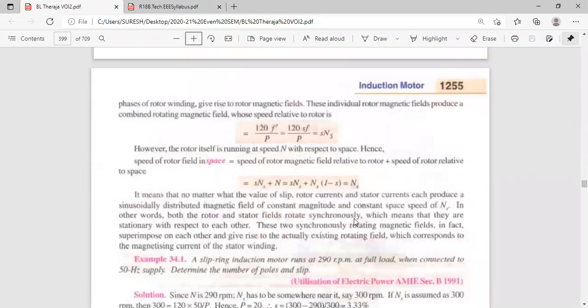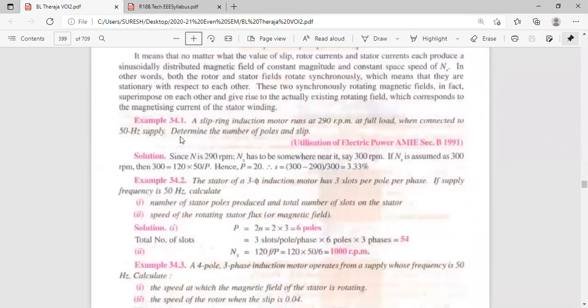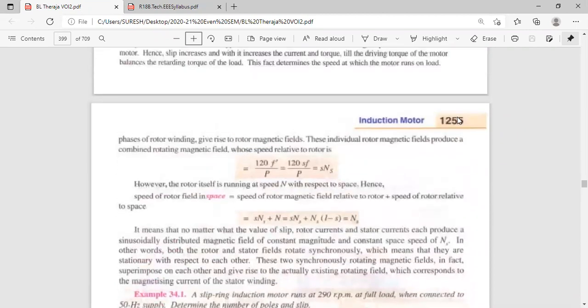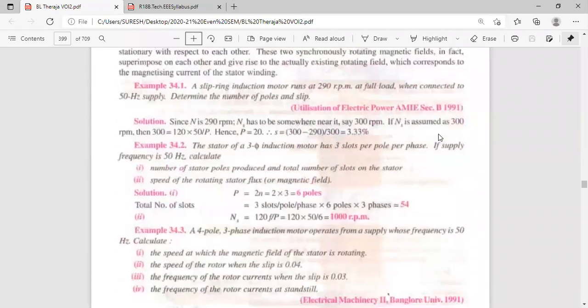Okay. These are some of the formulas. Now we'll do one problem. Don't take down this problem, just see. Write down page number 1255 in your textbook; on that page I'll explain one problem. A slip ring induction motor runs at 290 RPM. The rotor is rotating at 290 RPM, so N is equal to 290, the actual speed of the rotor, when connected to F is equal to 50.